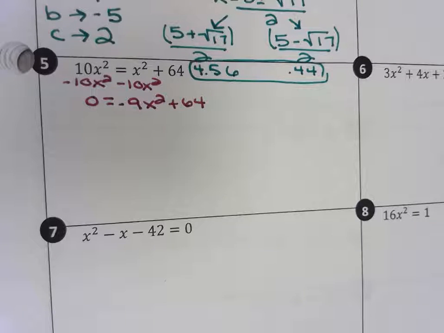So the only way I know how to factor a binomial is a difference of perfect squares. First of all, is this a difference? No. Can I make this a difference though? Yeah. What can I factor out to make this a difference? It's currently a plus 64. I want to make it a minus 64. What can I factor out that would switch the signs?